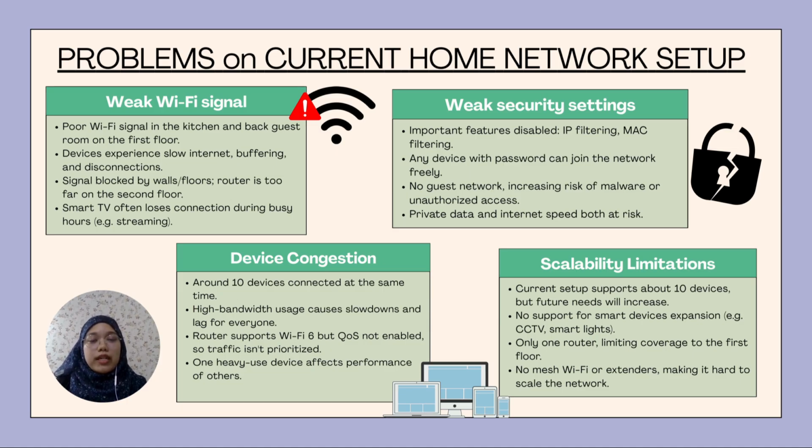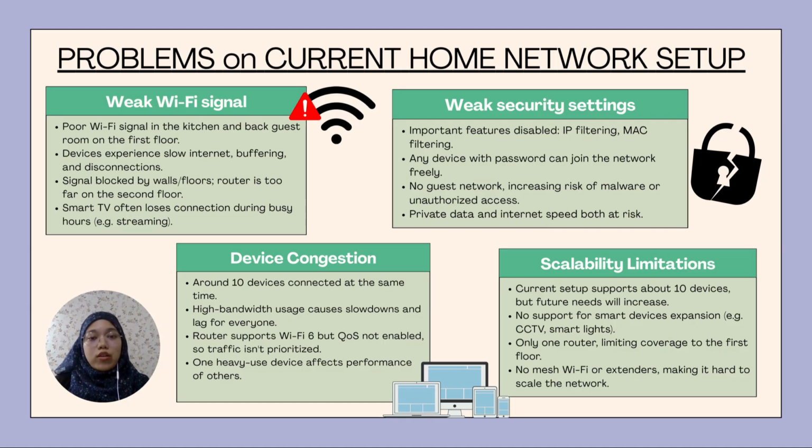The second problem is device congestion. This happens because there are many devices connected to the Wi-Fi at the same time. The house has about 10 devices regularly connected, including laptops, smartphones, tablets, a PC, and a smart TV. So when several people are using the internet together, especially for heavy tasks like streaming content, video conferencing, or downloading files, the internet becomes slower for everyone.